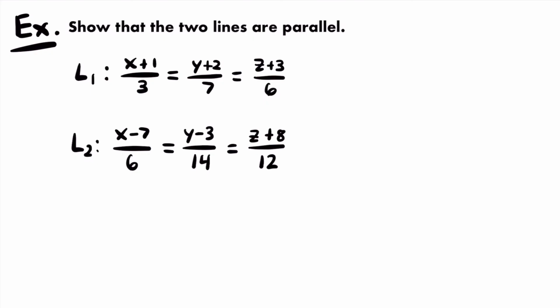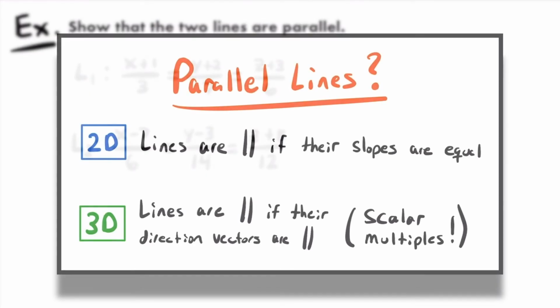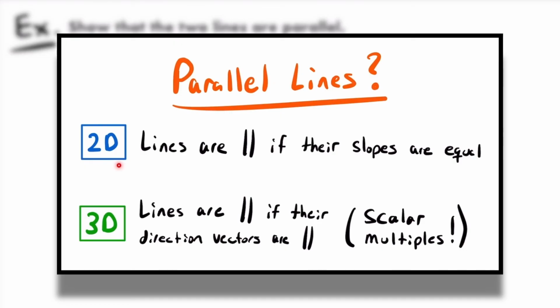Well, in 2 dimensions, if you remember, 2 lines were parallel if they had the same slope. Well, what about lines in 3 dimensions? How do we know if they are parallel? Well, that is going to be based on their direction vectors. And so here's what you need to know. Like I mentioned, lines are parallel in 2D if their slopes are equal, but in 3D, lines are parallel if their direction vectors are parallel. In other words, if their direction vectors are scalar multiples of each other.